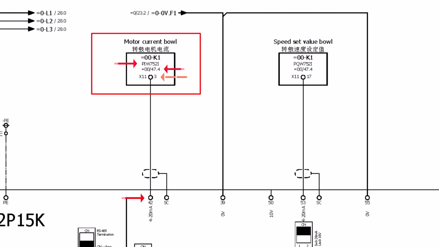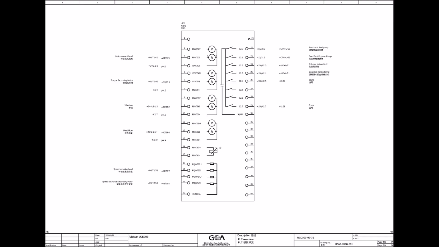Next is 0/47.4, which means this signal is going to page 47 and section 4. All right, and then it's terminal 3. Let's move to page 47 and section 4 to find this motor current bowl signal there.